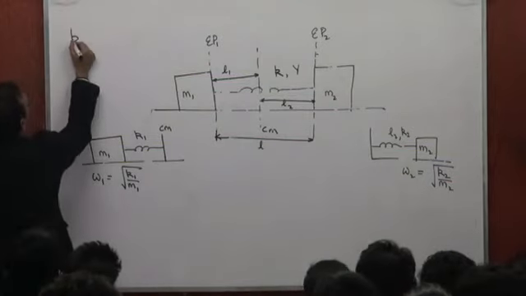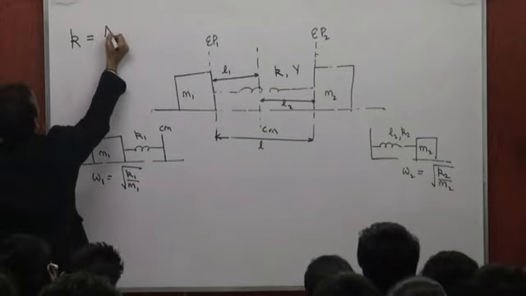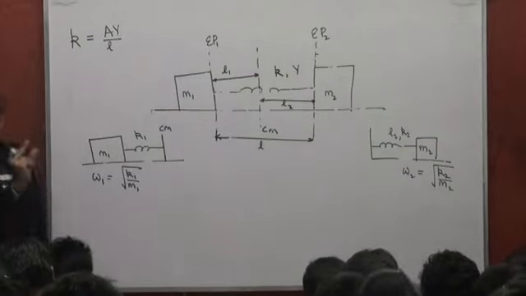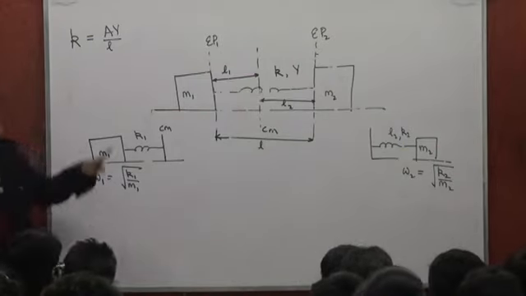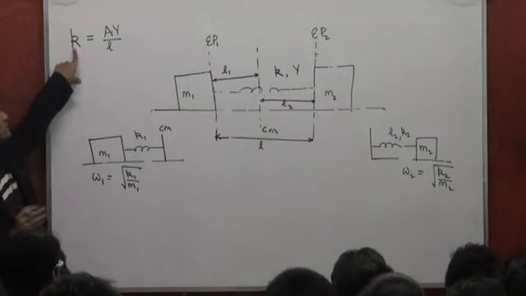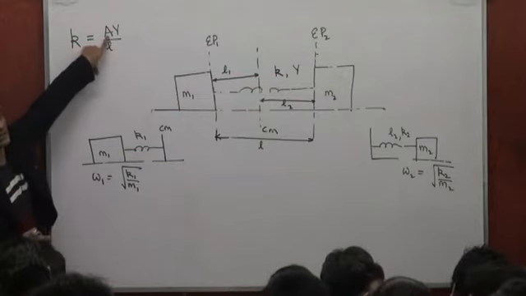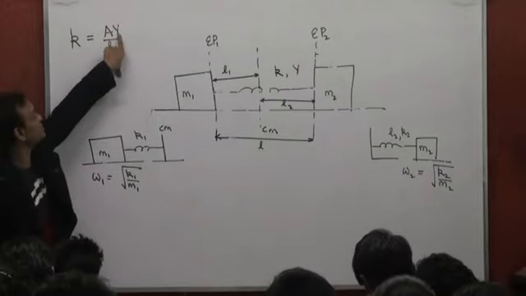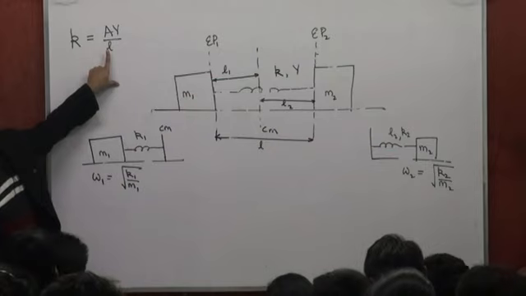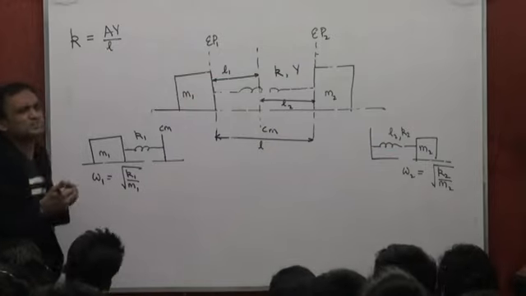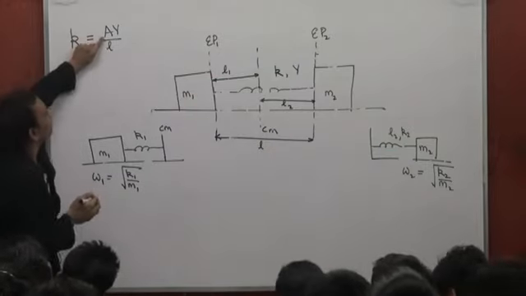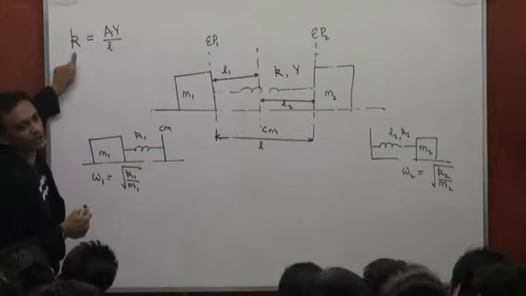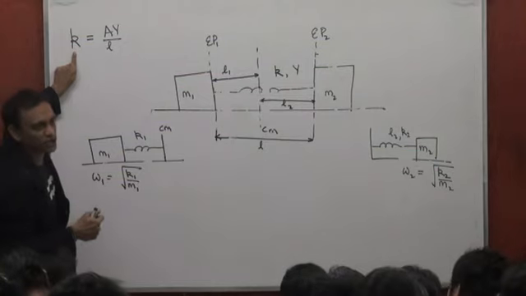Now, K, the force constant, is AY by L. A is the area of cross section. I gave you this in an earlier session. The force constant of a linear spring is going to be A, the area of cross section of the spring, Y, the modulus of elasticity for the spring, and L, the length of the spring. Which means for a spring having the same area of cross section and the same Y, K into L will be a constant. Yes or no?